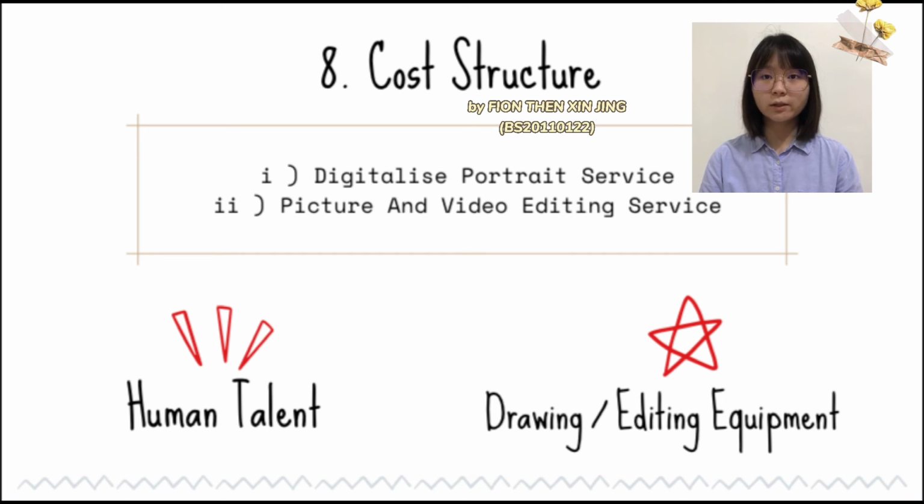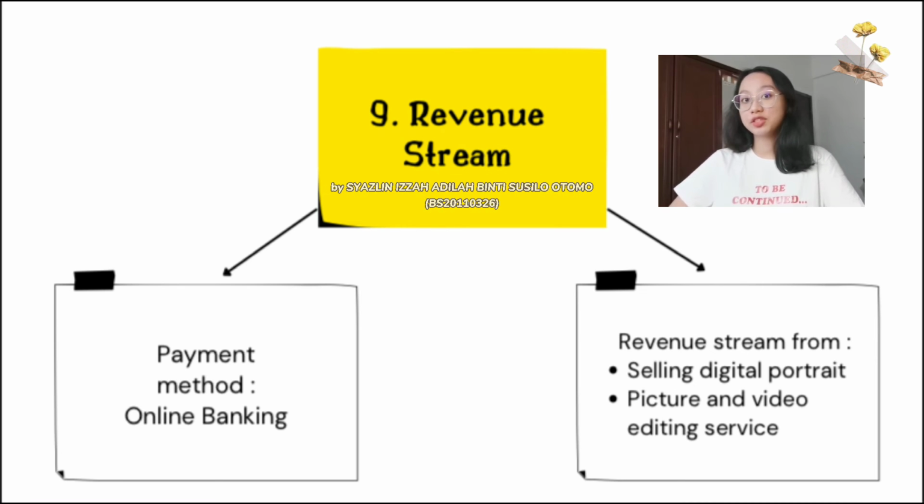Next, I will introduce the cost structure of our 2 business ideas. The biggest cost of these 2 business ideas is human talent and drawing or editing equipment. We will use Procreate as our drawing device, and for picture and video editing service, we will use Adobe Photoshop and Adobe Premiere Pro. Besides these 2, we don't have any other expenses. As for the revenue stream, since we are only doing online services, the payment method that we chose for both digitalized portrait drawing and picture and video editing service is online banking.